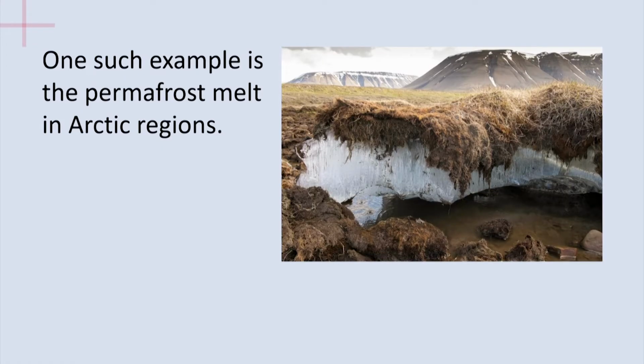One such example is the permafrost melt in Arctic regions. Permafrost is a permanently frozen layer on or under the earth's surface. It consists of soil, gravel and sand, usually bound together by ice. Permafrost usually remains at or below 0 degrees Celsius for at least 2 years. Permafrost can be found on land and below the ocean floor.